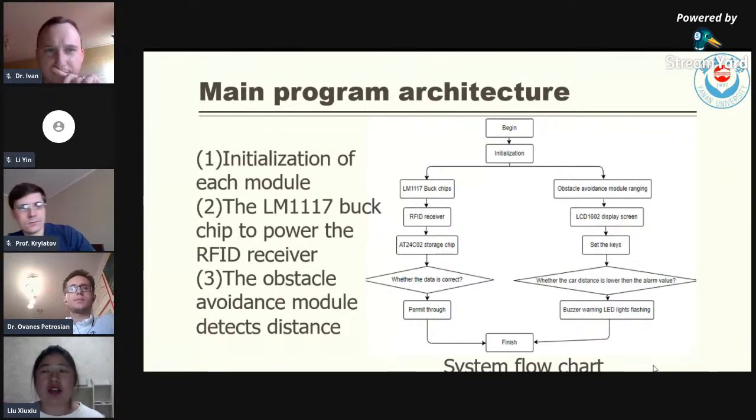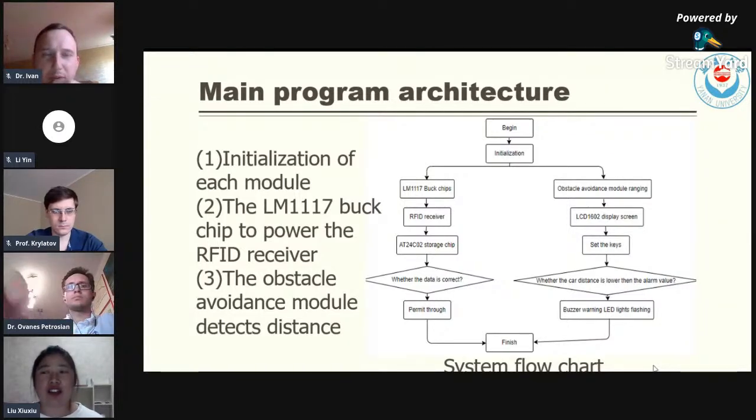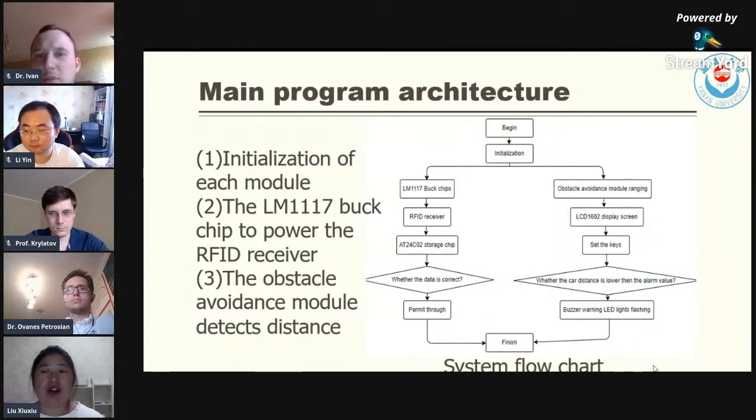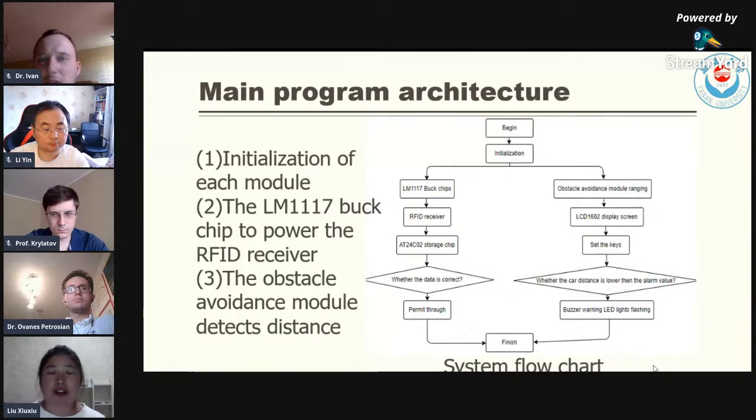In addition, the obstacle avoidance module detects distance in real time. Once the distance is less than the parking space length, it indicates that there is a car in the parking space. The number on the corresponding LCD screen is reduced by 1 bit. When the distance is less than the lower limit of the alarm, the buzzer alarms and the LED light flashes.